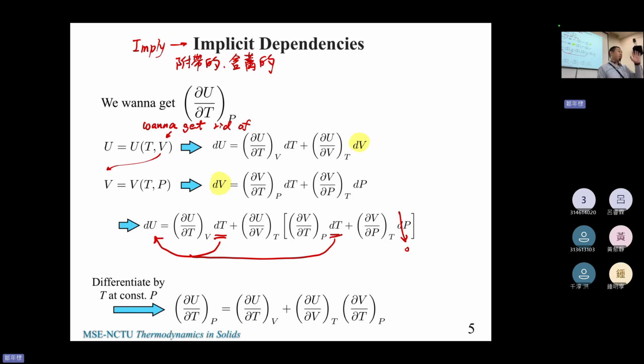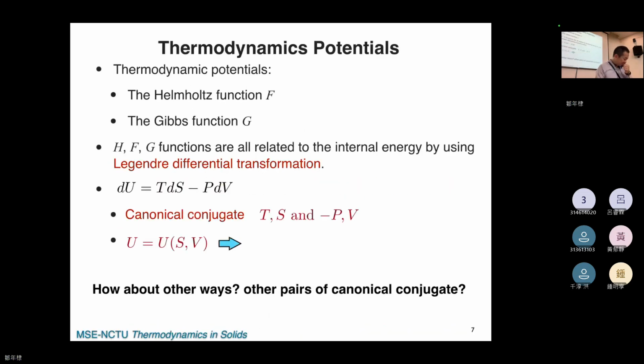So next we are officially entering PDF 8, sorry, chapter 8 in the textbook. Right, so the next one is thermodynamic potential. Potential actually means the energy related to the position or the state.